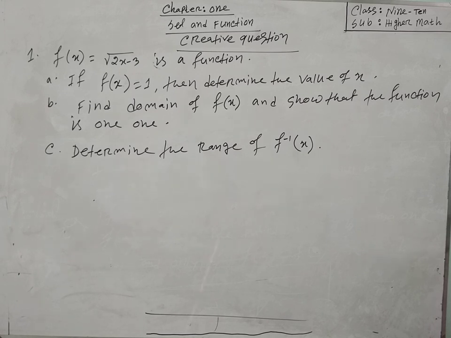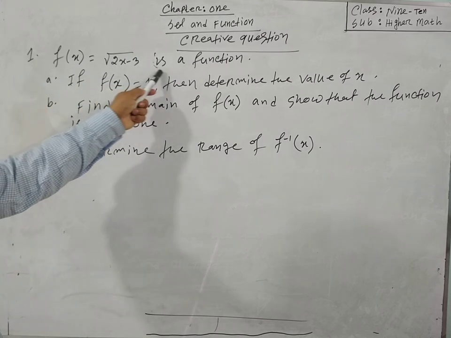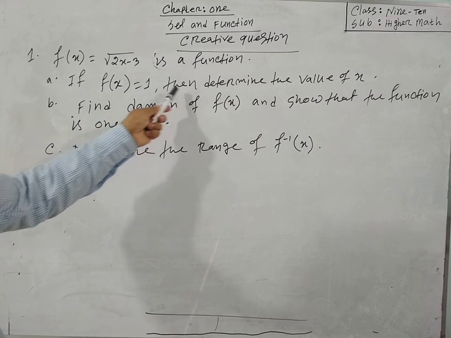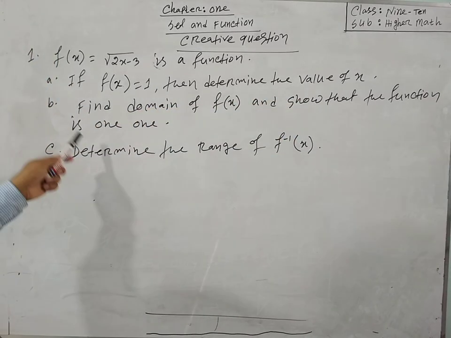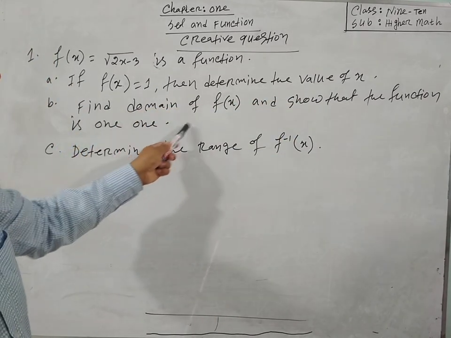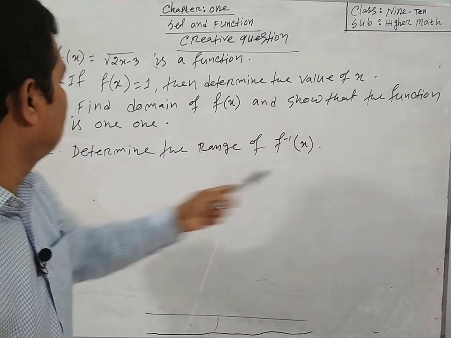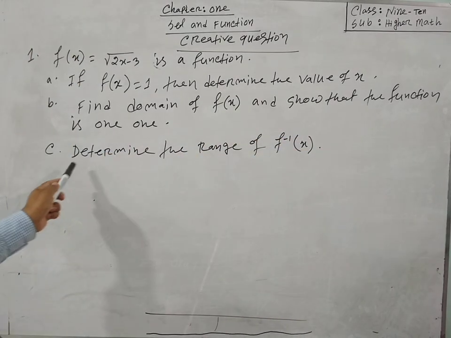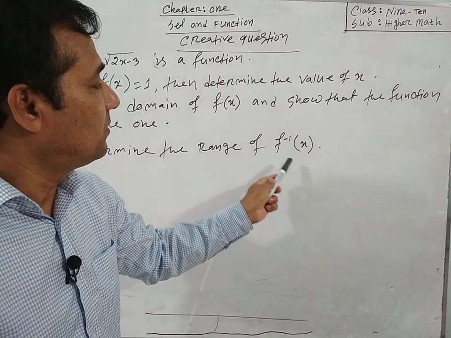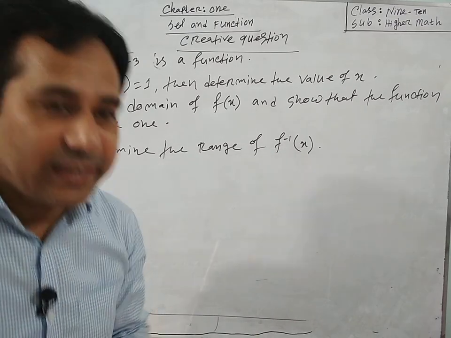Now I will solve the creative question. f of x equals root over 2x minus 3 is a function. If f of x is 1, then determine the value of x. Number B, find the domain of f of x and show that the function is one-one. Number C, determine the range of f inverse x.